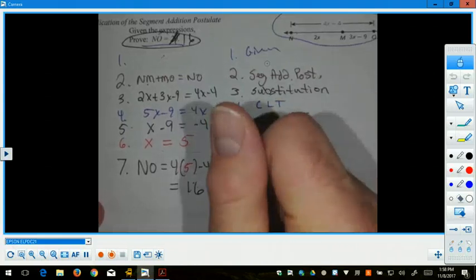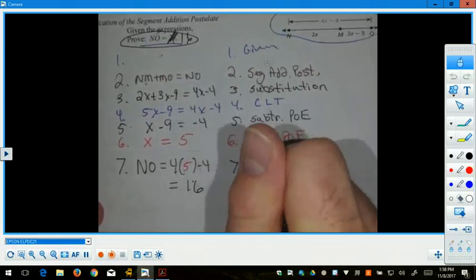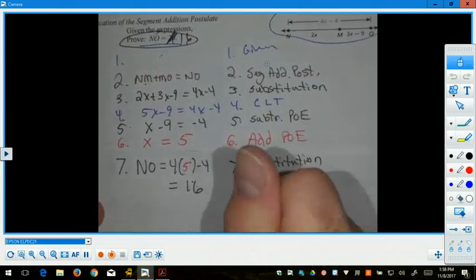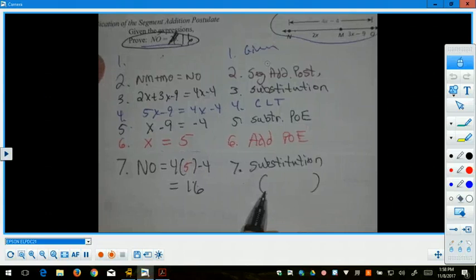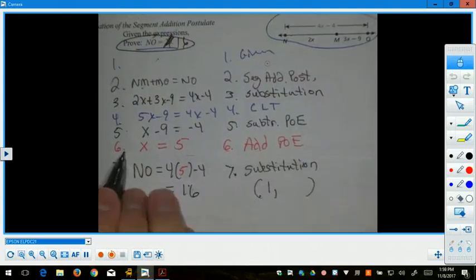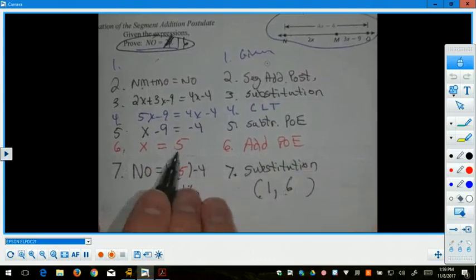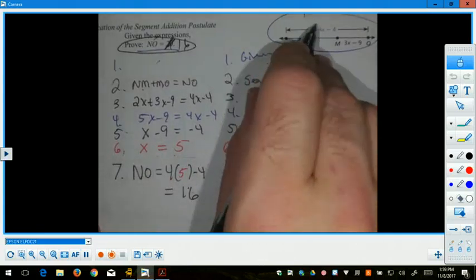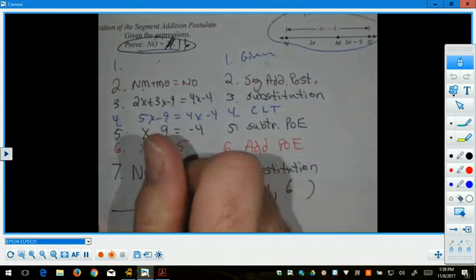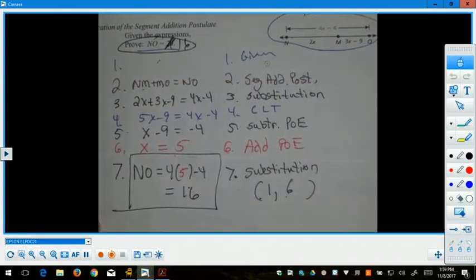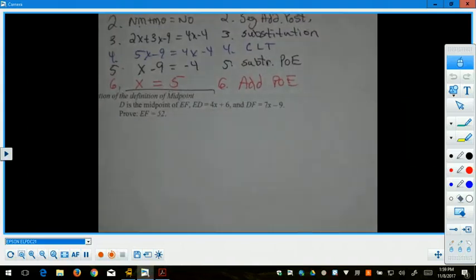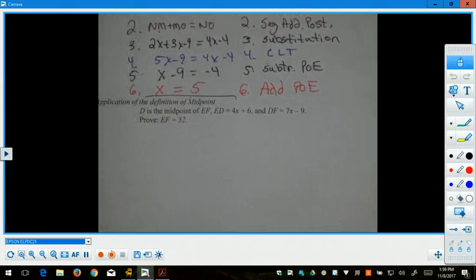And so the reason would be that I plugged it in, so it is substitution. And you're going to see that it came from line 1, which had the given expressions for each piece, and from line 6, because I plugged in the value of x from line 6 into the expression that we would see in line 1. And we proved the value of NO. Assuming I solved it right, there might be an error. I apologize if there is. I know the proof is set up correctly.